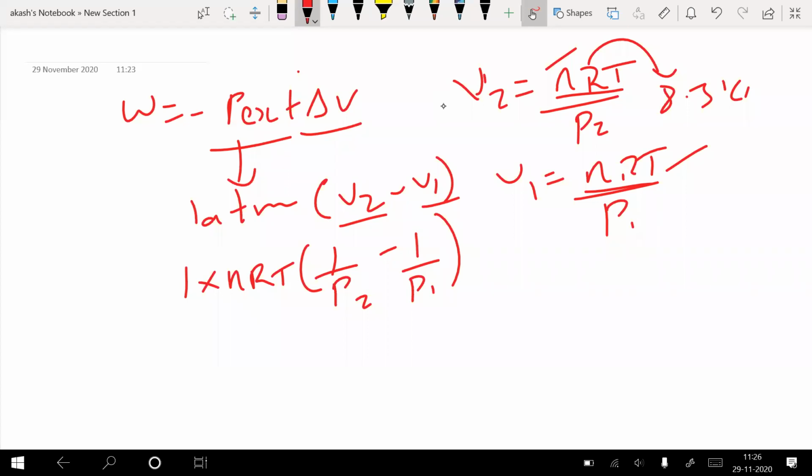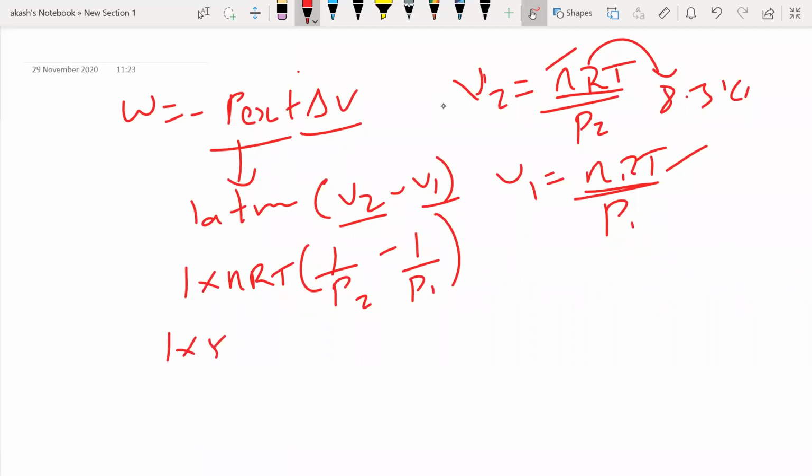Right, so you just have to substitute the values. 1 into 5 into 8.314 into temperature. Please remember, temperature should always be in Kelvin. If you substitute 27 there, it's wrong. Please remember that. So here it is 300 Kelvin, for 27 degrees Celsius. Then 1 by P2 is 1 by 4, minus.